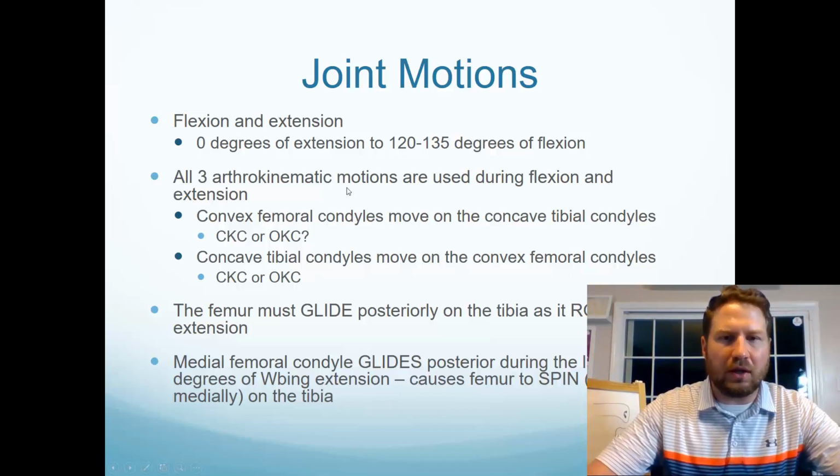Okay? All three arthrokinematic motions are present. We have a convex femoral condyle moving on the concave tibial condyles in a, which one? In a closed kinetic chain. We have concave tibial condyles moving on convex femoral condyles in an open kinetic chain. So if the femur is moving and the tibia is staying the same, it's closed. The femur must glide posterior on the tibia as it rolls into extension.